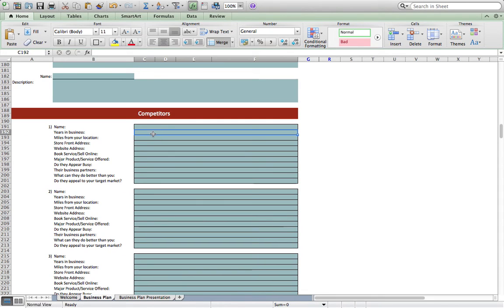You could either find this on their Facebook page or even on their website, or if you know firsthand, just put in a number there. You could use Google here for the miles from your location. Just put in your address and theirs and see how close they are. Enter in their storefront address, their website address, and then if they book or sell online, enter in yes here. And then you could put in all their major products or services offered.